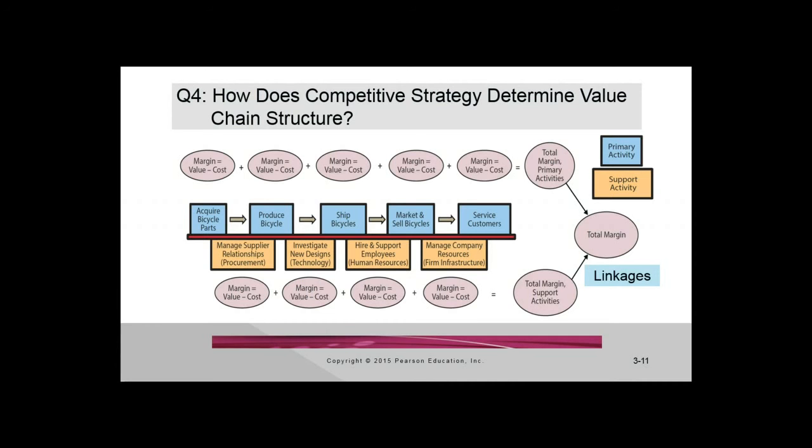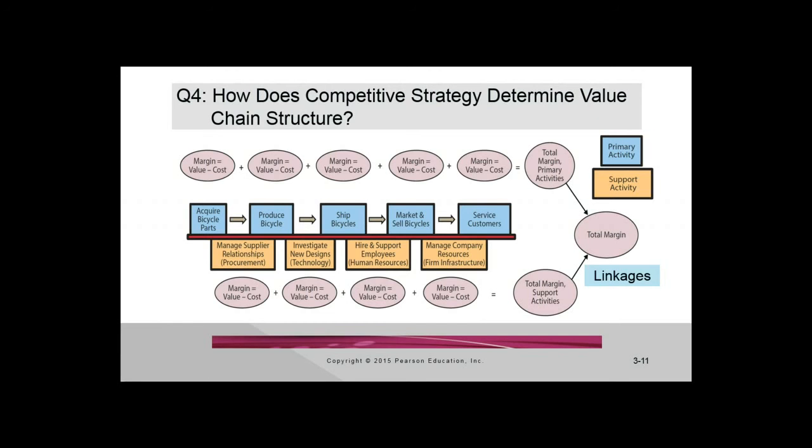And manage supplier relationships, procurement, a little bit different than acquire bicycle parts. This is like a procurement function, like we have contracts, we have relationships with vendors. That's more of that, not the actual bringing in of the item. Okay, this is like managing those relationships.